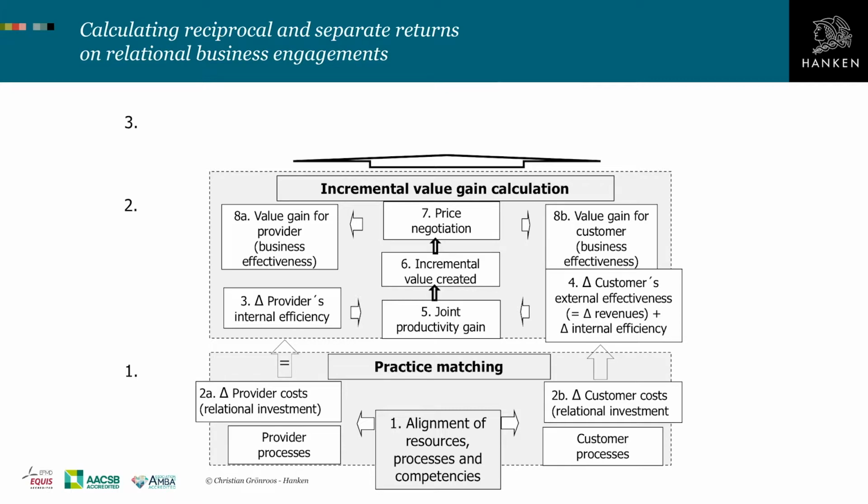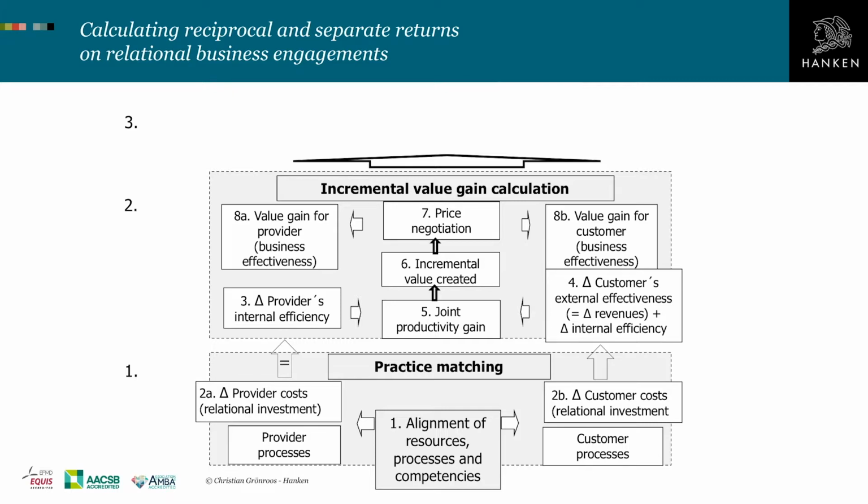And this translates to number 5, incremental value gain. The incremental value that is created. 5 and 6 are probably the same figures because productivity gains probably are already measured in monetary terms. So there we have the value gain.